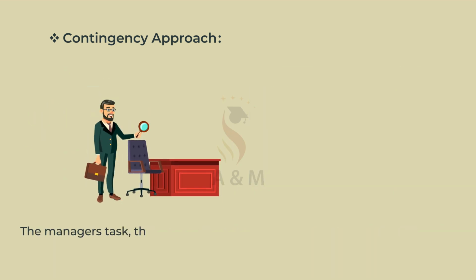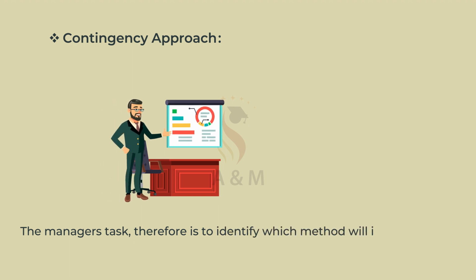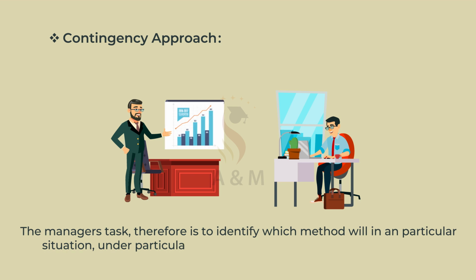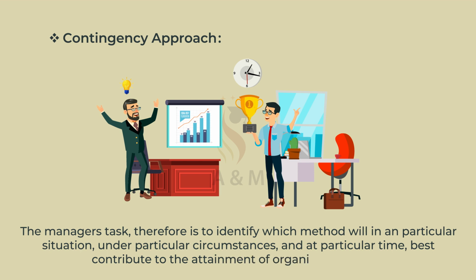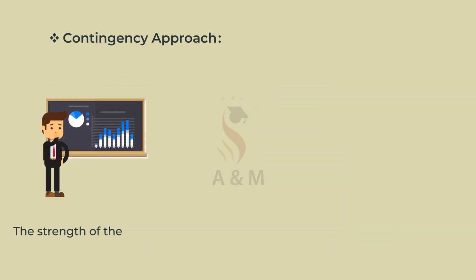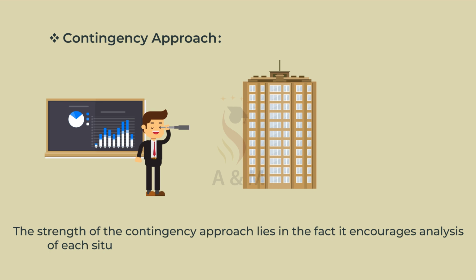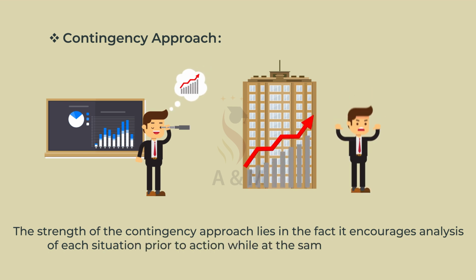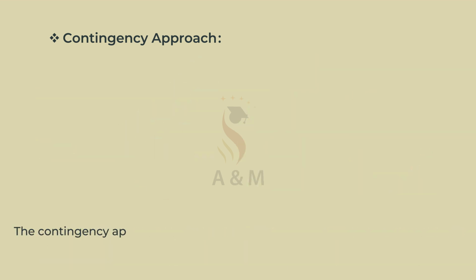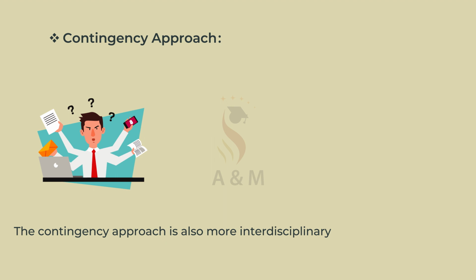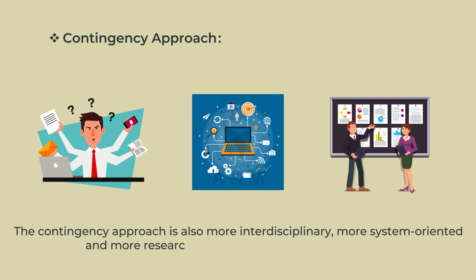The manager's task, therefore, is to identify which method will, in a particular situation, under particular circumstances, and at a particular time, best contribute to the attainment of the organization's goals. The strength of the contingency approach lies in the fact that it encourages analysis of each situation prior to action, while at the same time discouraging the habitual practice of universal assumptions about methods and people. The contingency approach is also more interdisciplinary, more system-oriented, and more research-oriented than any other approach.